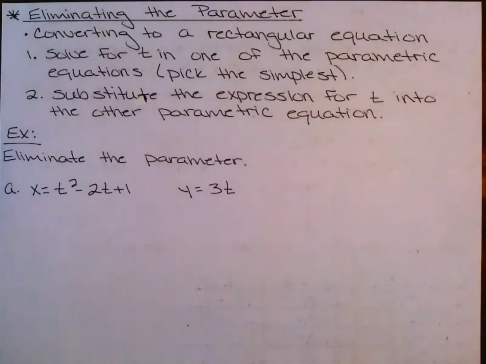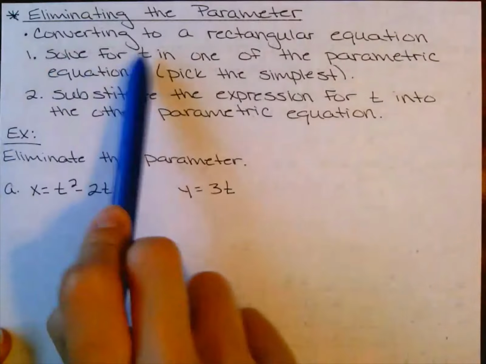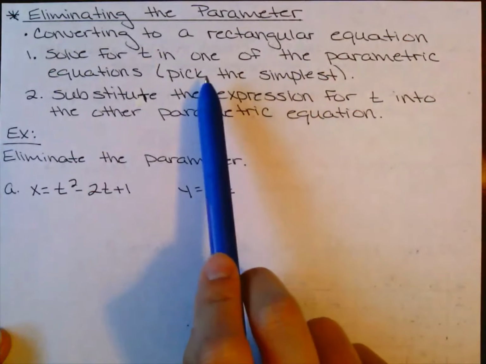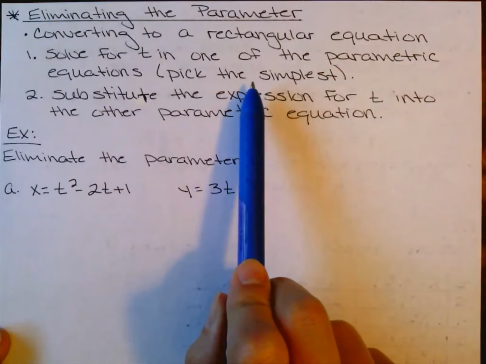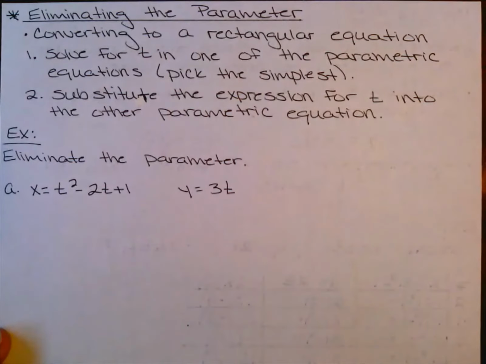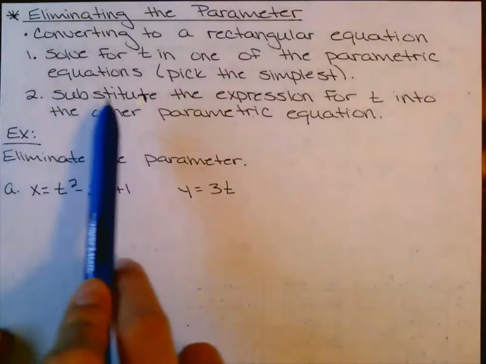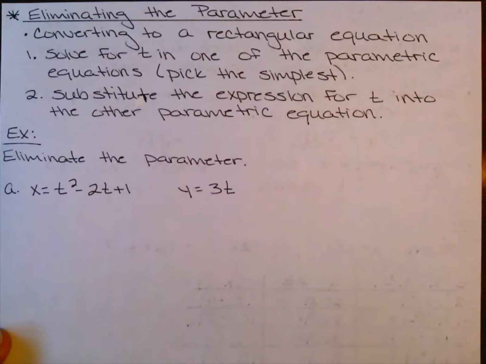Now, anytime I show you a new type of equation, you can obviously always convert it to and from what you're used to seeing, which is an equation that is in rectangular form, okay? So here it's going to be called eliminating the parameter. When I want to eliminate the parameter, it just means I want to eliminate the t and get back in terms of x and y. So the first thing you're going to do is you're going to solve for t in one of the parametric equations. My advice is, if you can catch that one is simpler, use that one. Then once you've isolated t, you're going to substitute it into the other parametric equation.